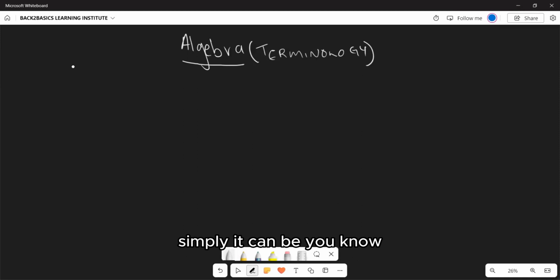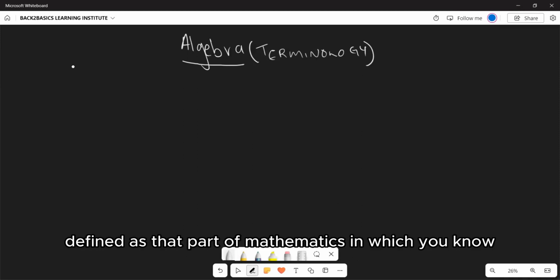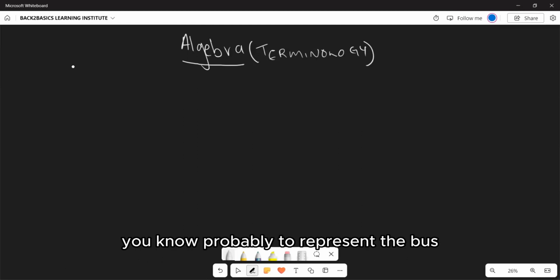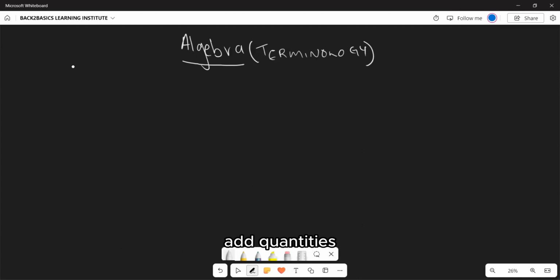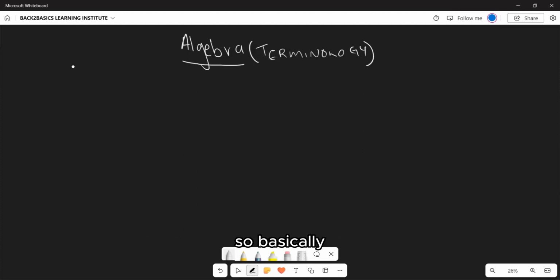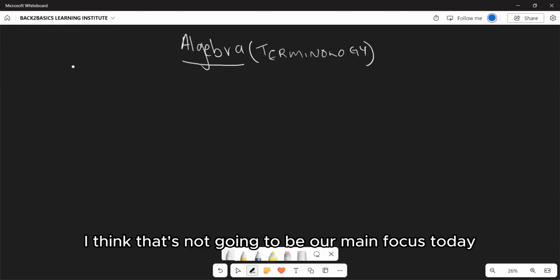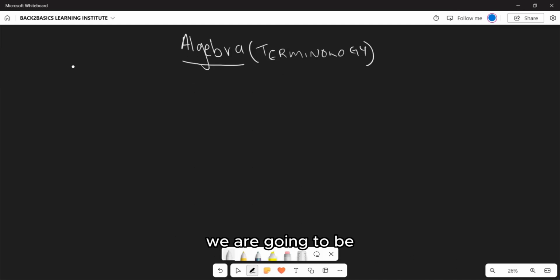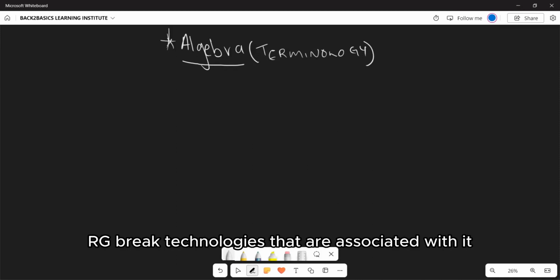Algebra can simply be defined as that part of mathematics in which letters and other general symbols are used to represent numbers and quantities in formulas and also in equations, right? So basically, that's what algebra means. But I think that's not going to be our main focus today. Today, we are going to be understanding different types of algebraic terminologies that are associated with it, right?